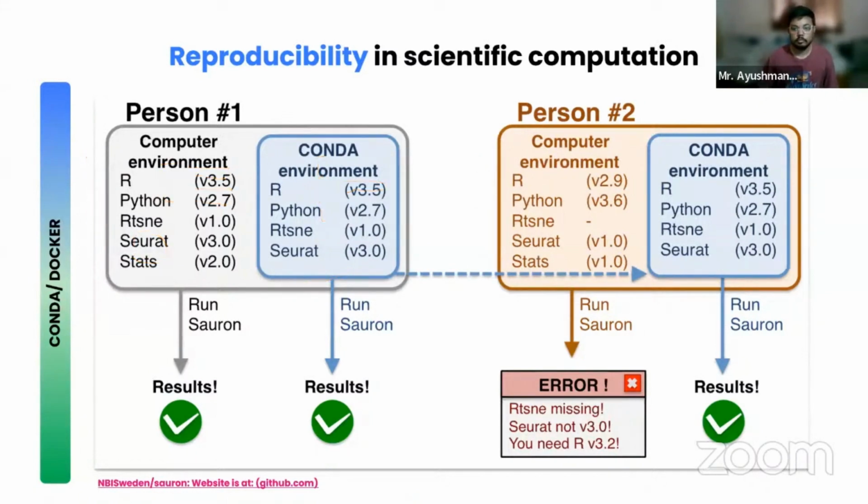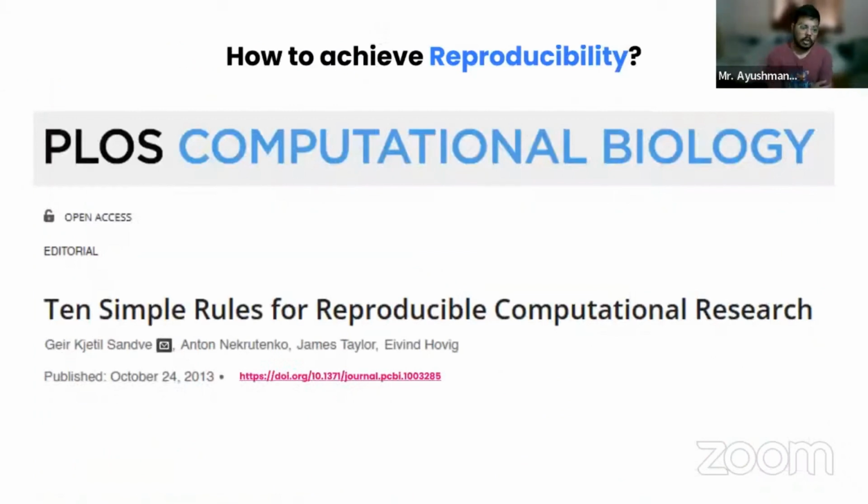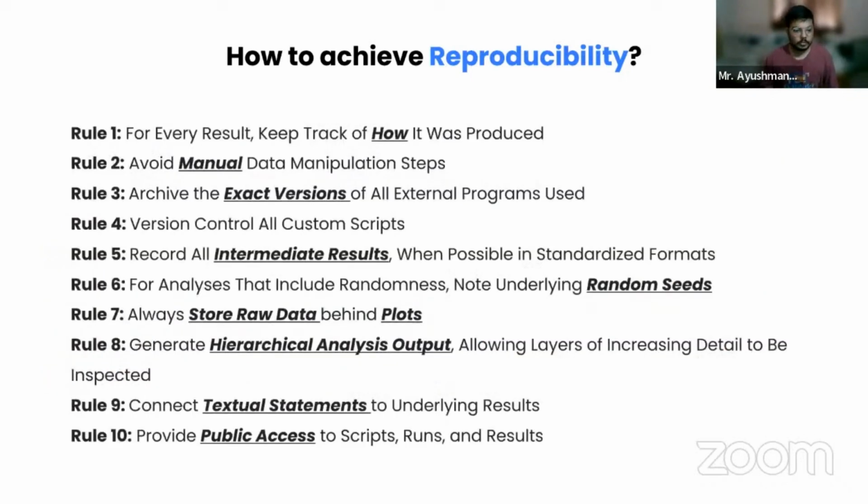Right. So this is one of my favorite publications from PLOS. This came in 2013 and talks about 10 very basic rules on how we can achieve reproducibility in scientific computation. These are the 10 points that they talk about, in very brief. I would go through them. I've picked out a few of the important ones.